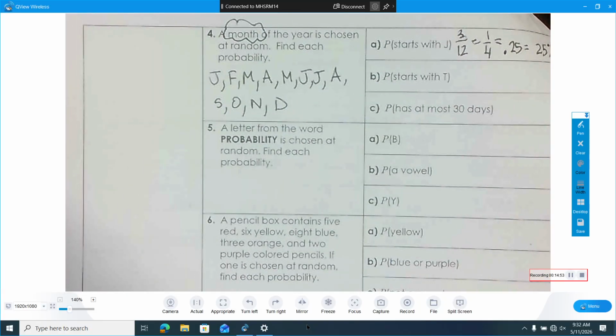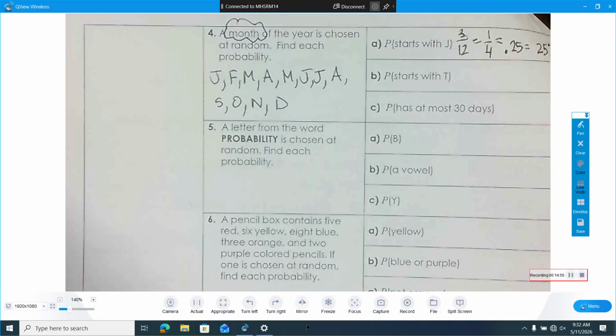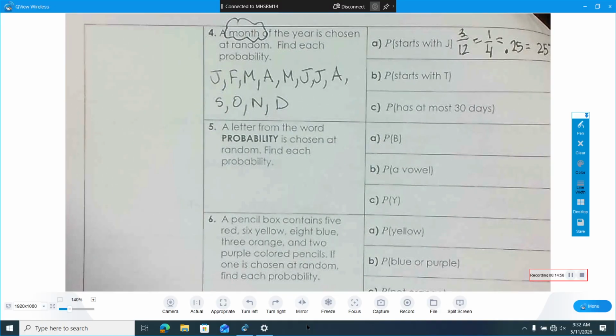I'd like to remind you that I am giving you PBS points for making sure you're taking notes as expected.